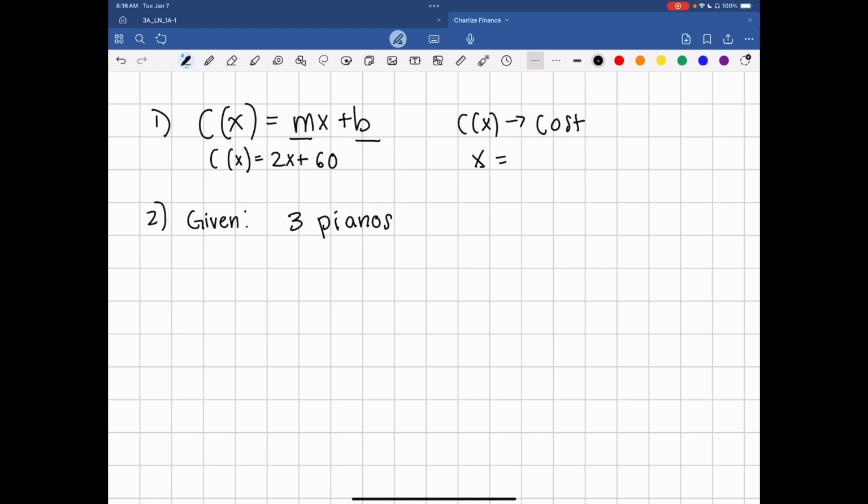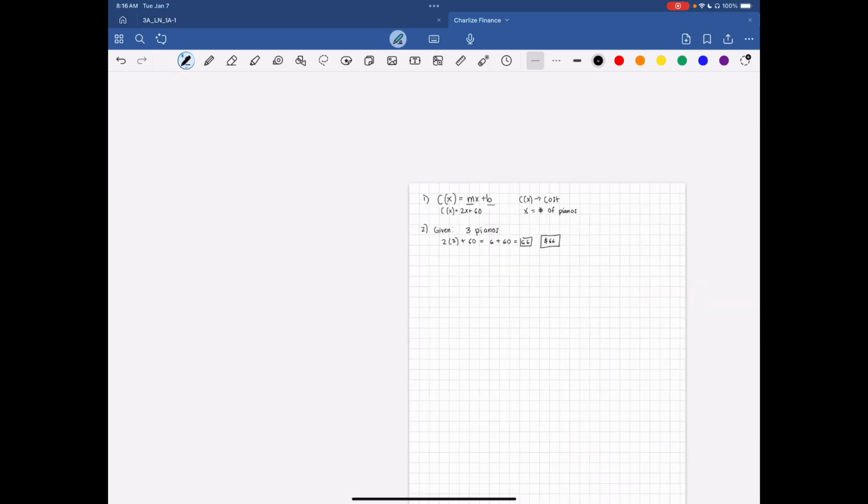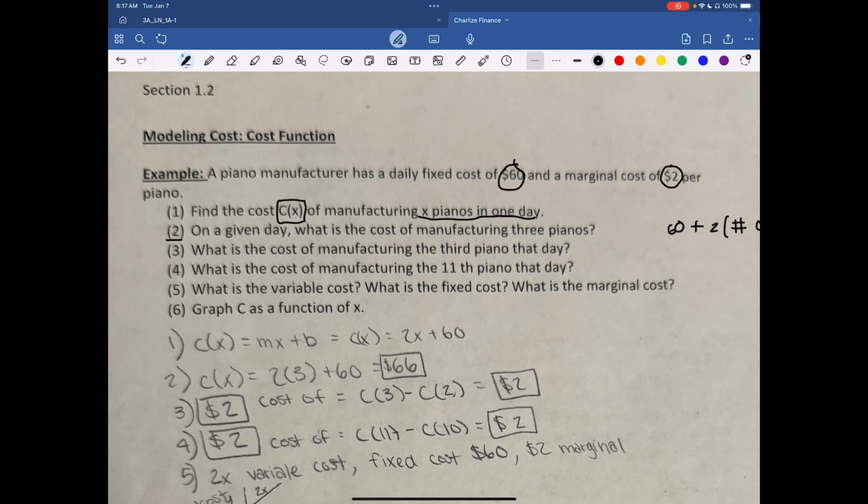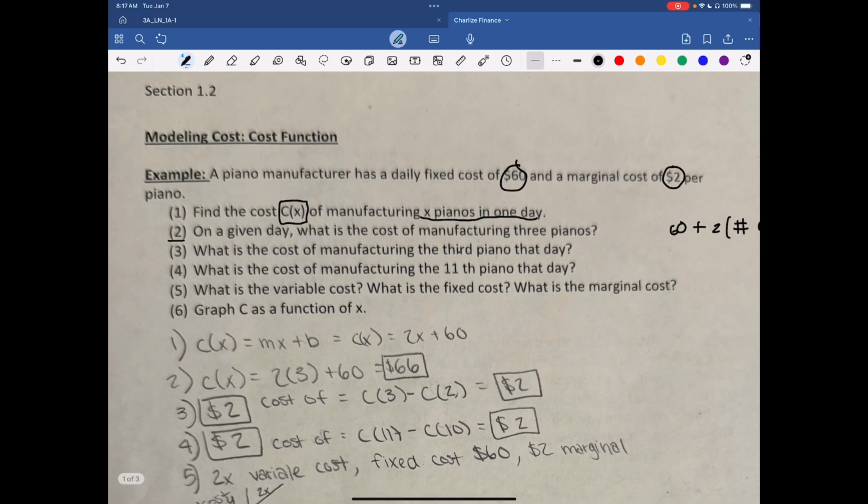and X is the number of pianos. So it should make sense that you just plug 3 into the equation. 6 plus 60 equals 66. So on a given day, the cost is $66 if you were to manufacture 3 pianos. And then, what is the cost of manufacturing the third piano that day?